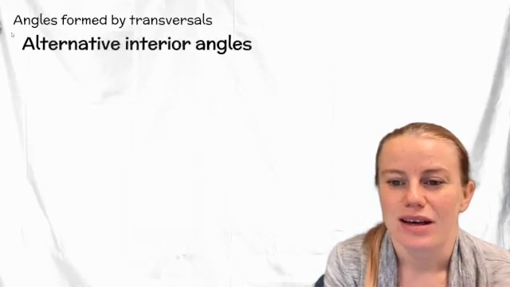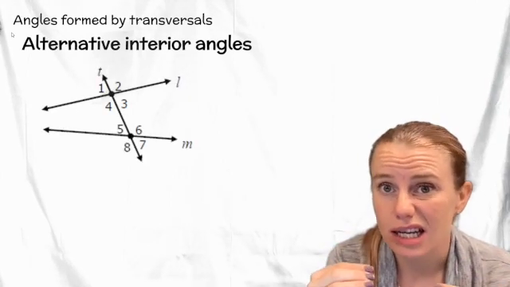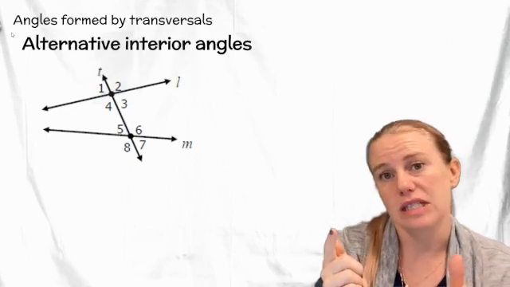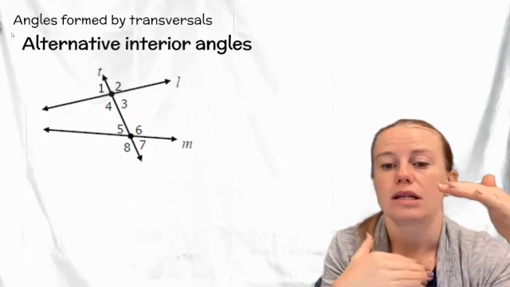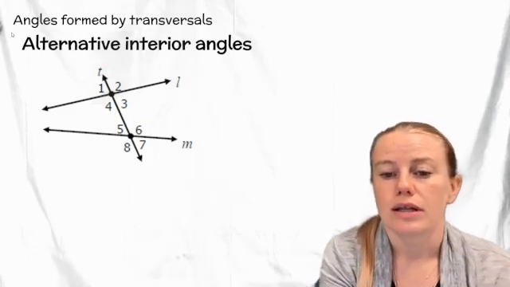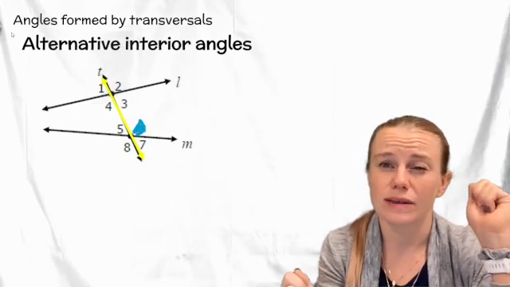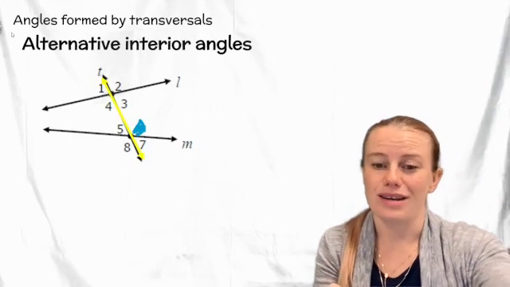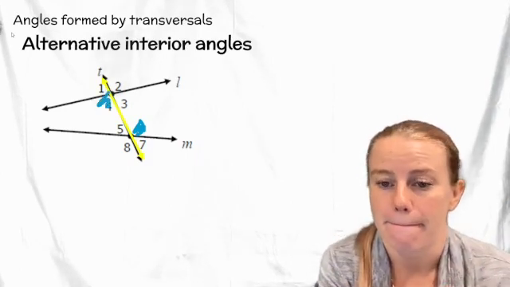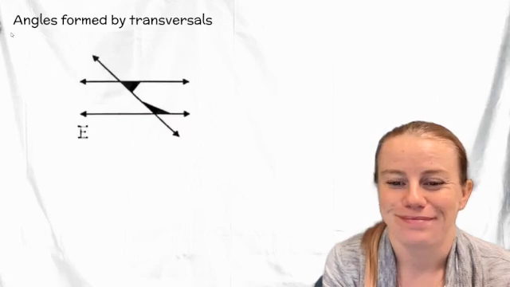Okay, so let's look at these on the inside. Which ones are on the inside here? 4, 3, 5, and 6. Those are our only options for interior angles because they are on the inside of those lines. And we're looking for 2 that are alternating, meaning they're on the opposite side. So which one goes with that angle I have highlighted? Well, it would be 4. So 4 and 6 are our alternate interior angles here. All right.